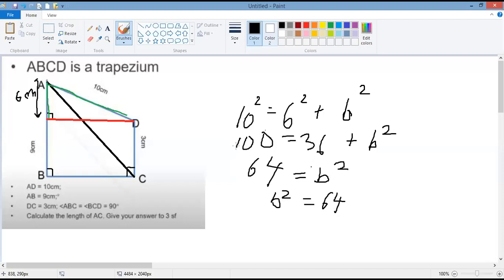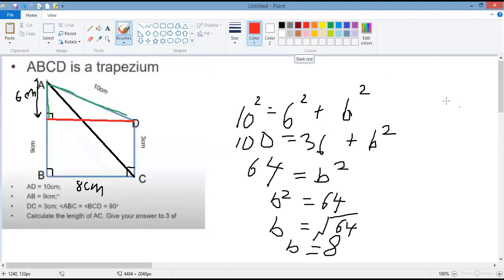I just swap, okay, the left hand side and right hand side will be the same. So B equals, you move the square to the other side, becomes square root. Square root of 64, so B equals 8. So you find out that the red color length is 8 cm. Since the red color one is the same length as BC, so here is 8 cm. So now you have the length of BC, you can find out the length of AC.